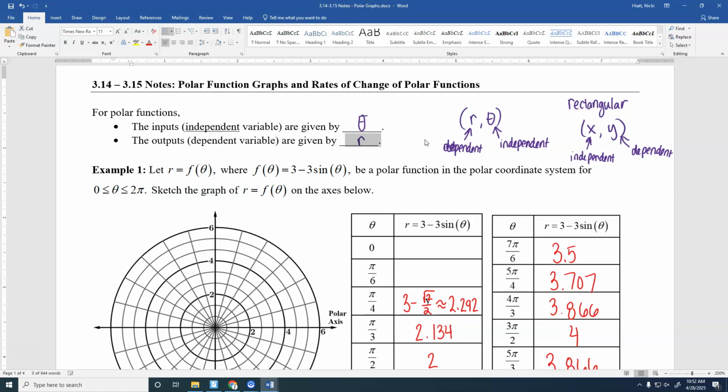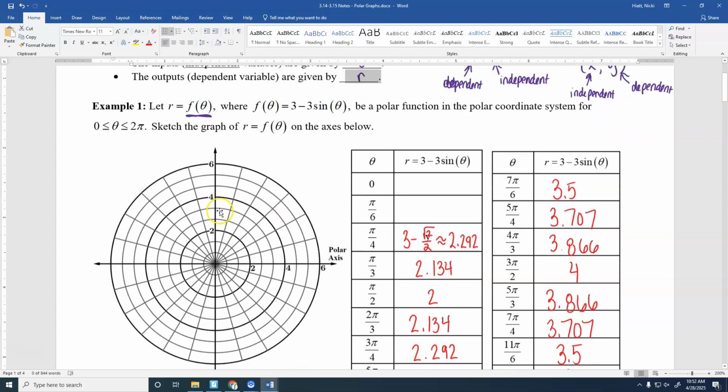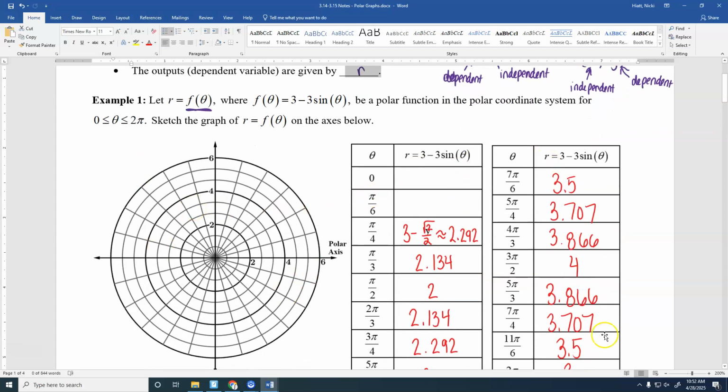variable right there. Most of these equations are either going to be r equals, or you might see it like f of theta equals. But f of theta is like your r here. So, let's look at graphing one of these. We are supposed to sketch a graph, and I went ahead and filled in most of this for you because it could take forever if I made you figure out every single one of these, and we would be rushing through it a little bit anyway.